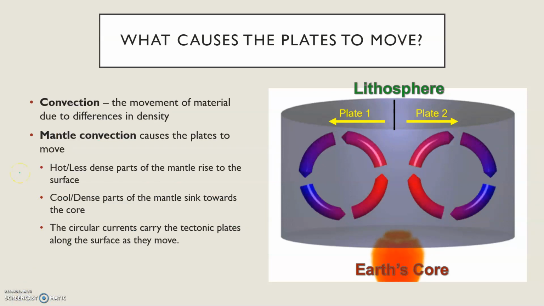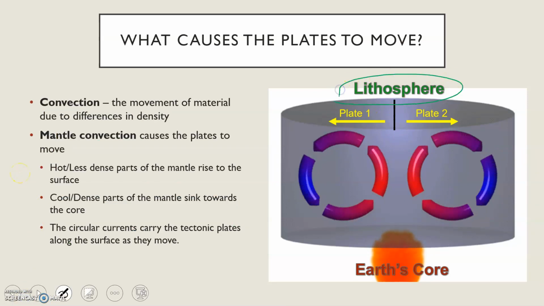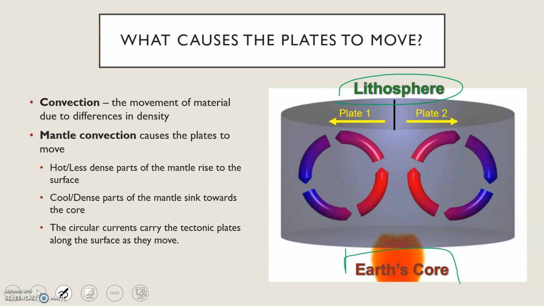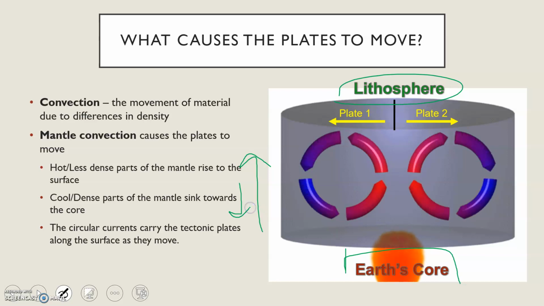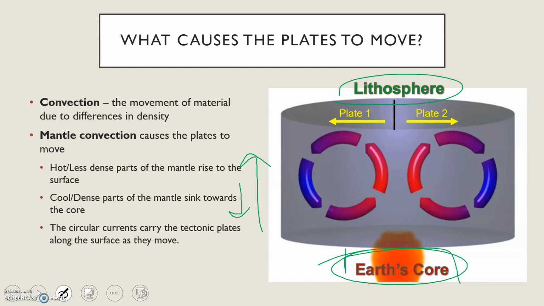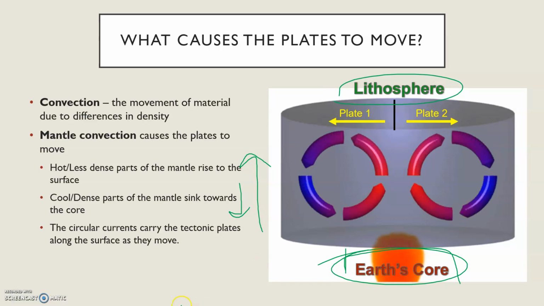Now, what causes those plates to move? Well, we know we have the lithosphere on top, followed by the Earth's core in the middle, and convection is what's happening, the movement of material due to differences in density. We know that the mantle is where convection occurs, okay? Those convections are driving the hot, less dense part up and the cool, more dense parts down. We know that because the Earth's core is what's actually doing the heating. So it creates this circle. Hot's going to rise, cool's going to sink. And the circular currents carry the tectonic plates along the surface as they move. That heating and those currents are what is allowing the actual movement of the plates on the surface of the Earth.